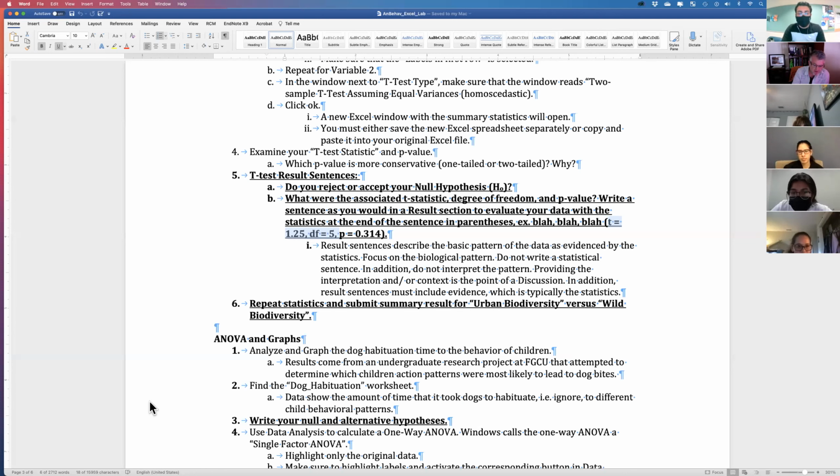Schuyler, give me a good biological sentence of why we would reject the hypothesis. Well, a good biological result sentence with a very small p-value.